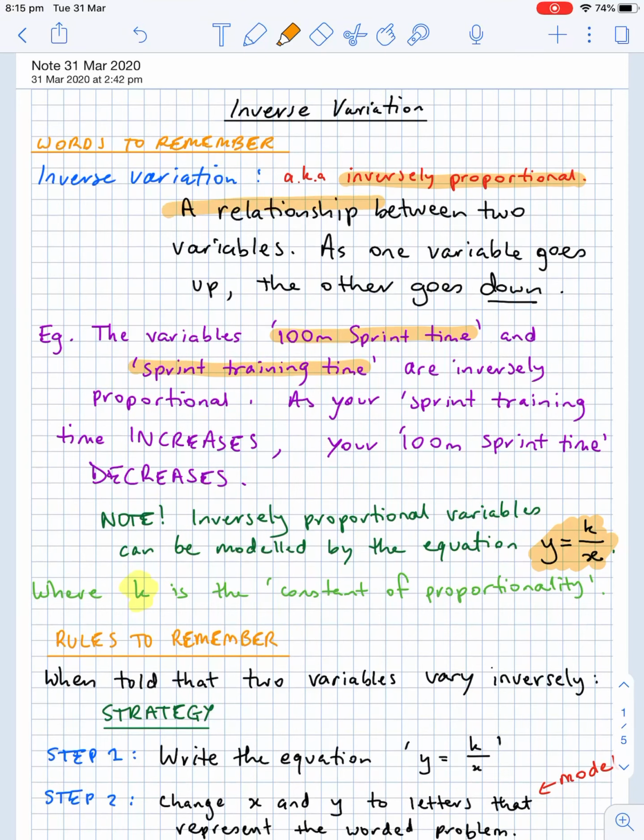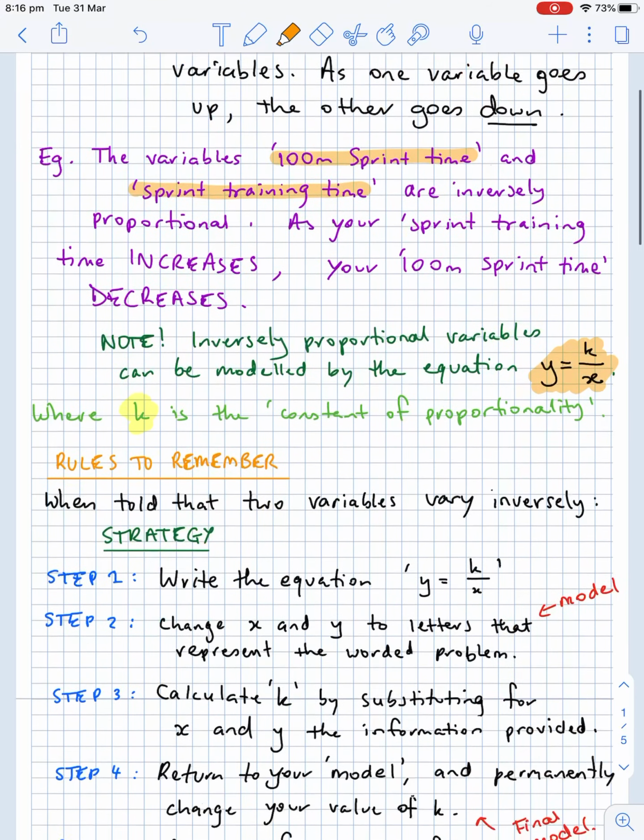It's a relationship between two variables. As one variable goes up, the other goes down. It's kind of similar to the idea of negative correlation. So as one thing goes up, the other goes down. That's the idea behind inverse variation. It's the opposite of direct variation. Direct variation was when one variable goes up, the other goes up. But with inverse variation, as one variable goes up, the other goes down. The strategies involved and the ideas are very similar.